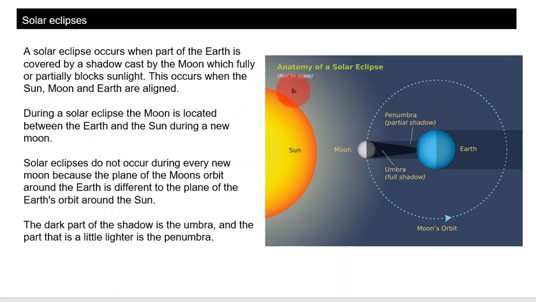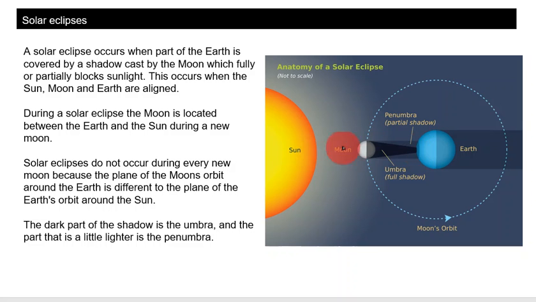Okay, so this is what it looks like here. This is the anatomy of a solar eclipse. So remember, a solar eclipse, solar, sun. The light from the sun is being eclipsed by the Moon. So the Moon is, let's say, blocking the light from the sun hitting the Earth. What happens then is you have this shadow that's cast.